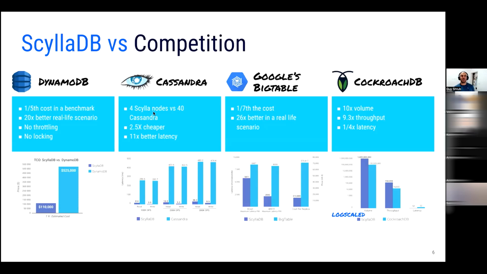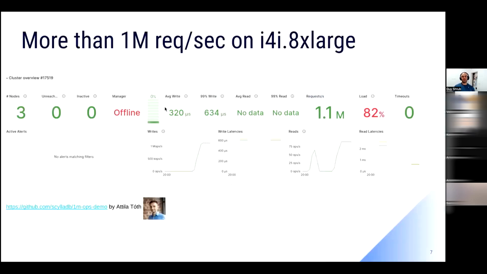Okay, and this is the demo that I mentioned that shows running 1 million operations per second on an i4i 8x large AWS machine. And I provide the link here, and you can run it yourself. What you're seeing here is our monitoring dashboard. If I have time, I'll also show it to you in the labs. And you can see that it's running 1.1 million operations per second. And the 99th percentile is below 1 millisecond. So it's very fast.